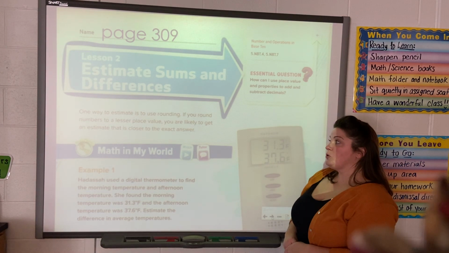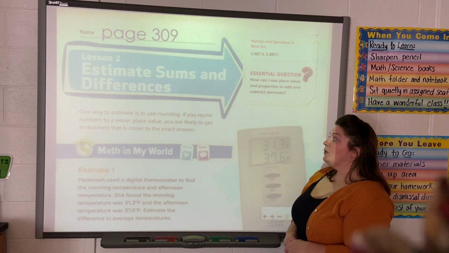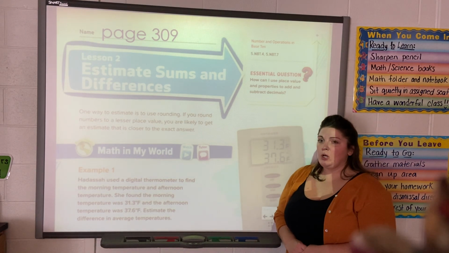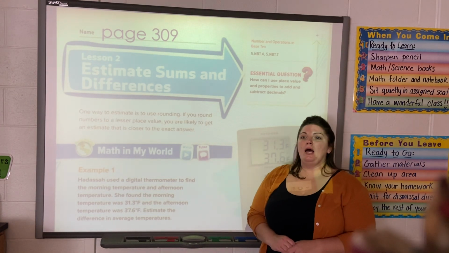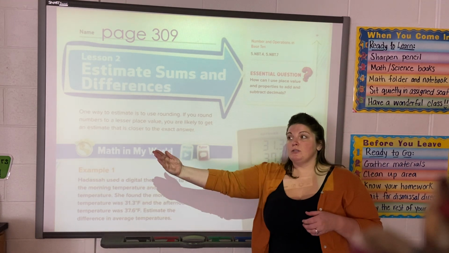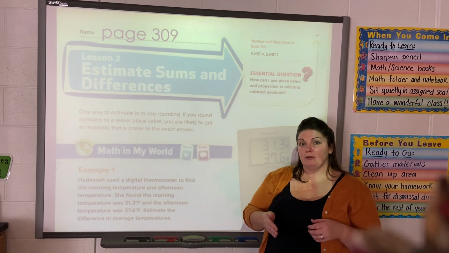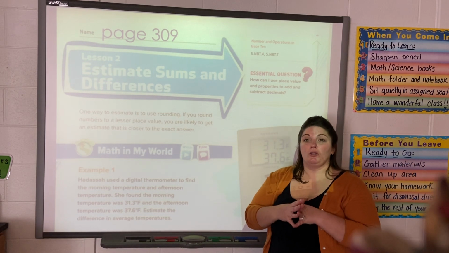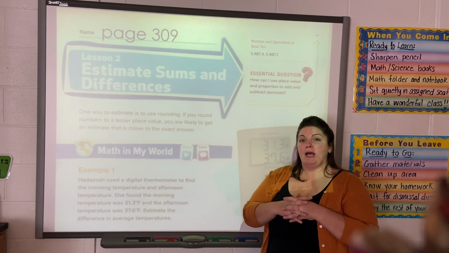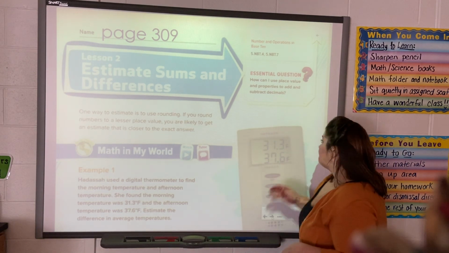If you round numbers to a lesser place value, you are likely to get an estimate that is closer to the exact answer. So what that means is if you have the option of rounding a number to the nearest thousands or the nearest tens, the lower the place value that you choose to round to, the tens, is going to give you a more accurate estimate. Okay?